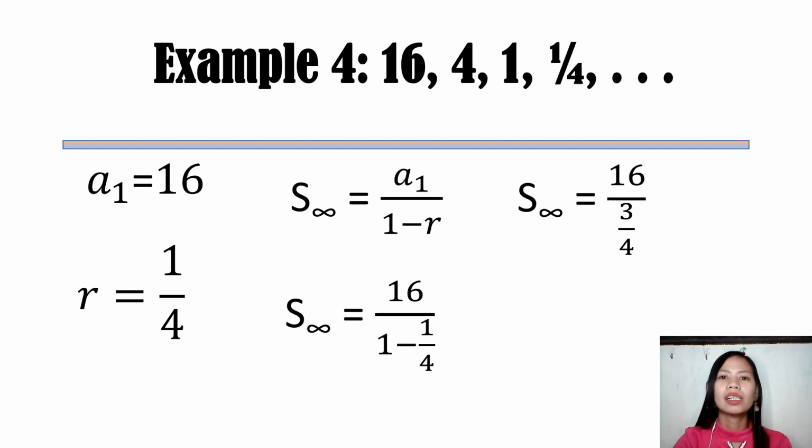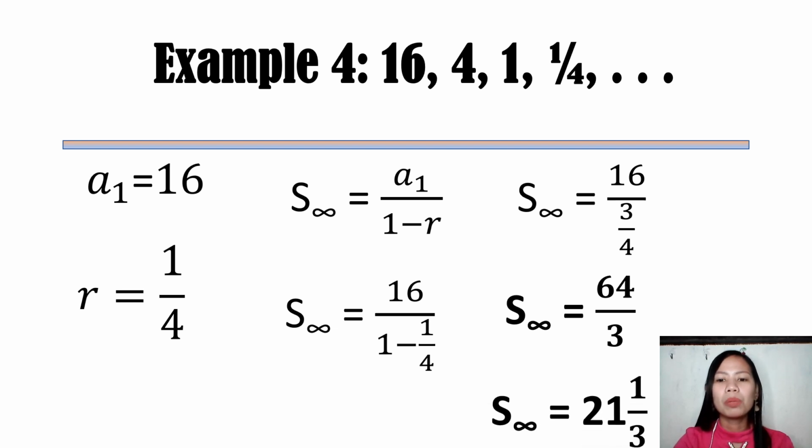Always consider that since 16 is a whole number, that is always with the denominator of 1. So we have 16 times 4, the answer is 64, and then 1 times 3, the answer is 3. So S sub infinity is equal to 64 over 3. That's enough, but if you want again to change it into a mixed number, that will become 21 and 1/3. It's up to you. Again, I'm accepting 64 over 3.